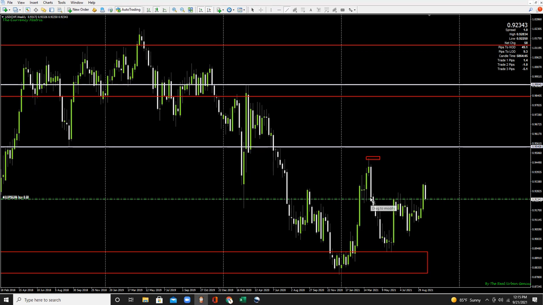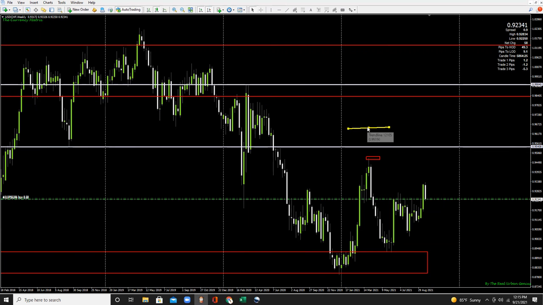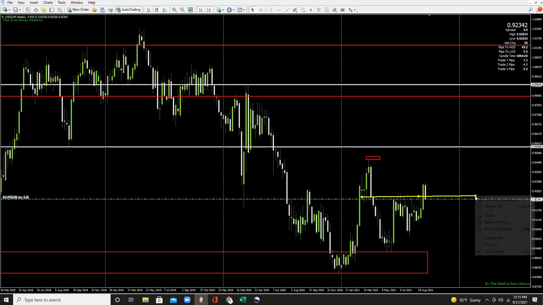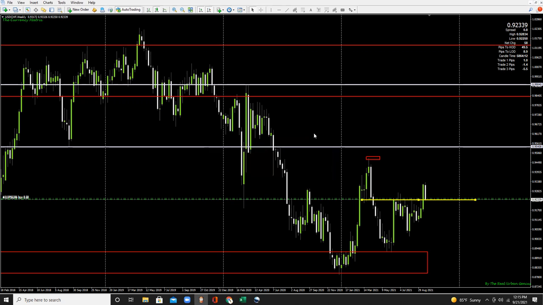So I want to go to see exactly where that is. If you hover over the close of the particular candle, you'll get all the stats. So this low was at 92,321. So let's put this here at 0.92321. We know that's the low of that particular candle that we are trying to be precise with, this one here.